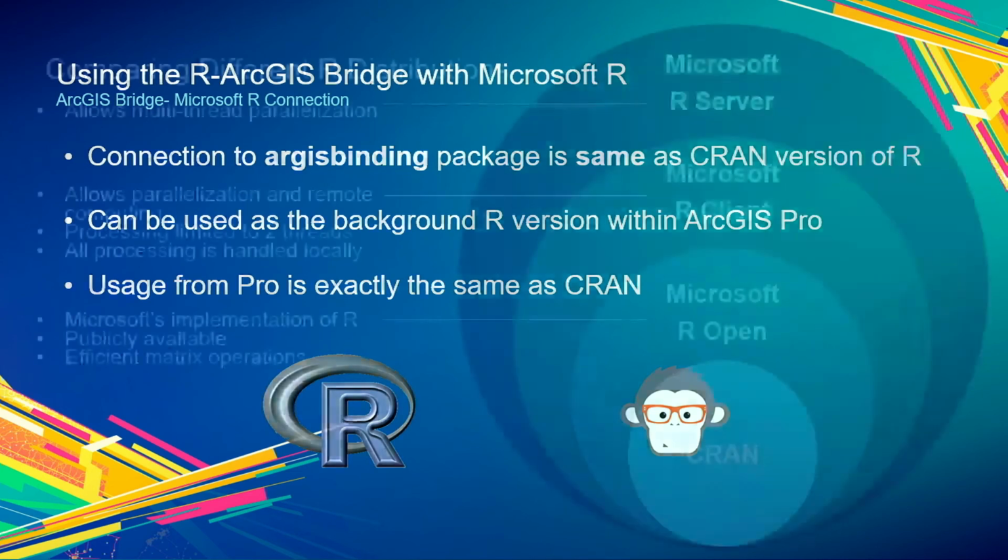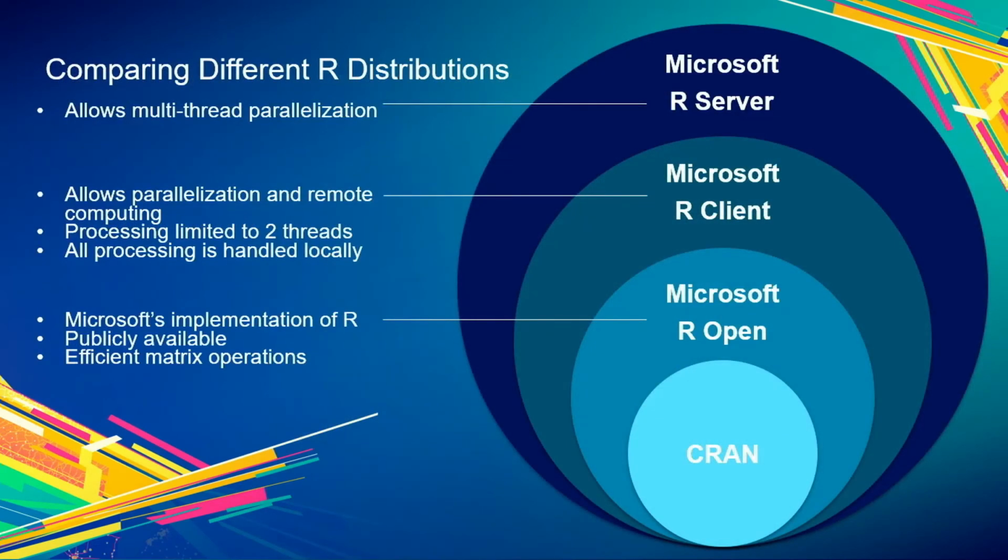I'm just going to show you a little bit about how to bind ArcGIS into Microsoft R. So I talked about these different flavors of R. What do they mean? At the core, you see CRAN. This is the version of R we use, open source, that we know and like.